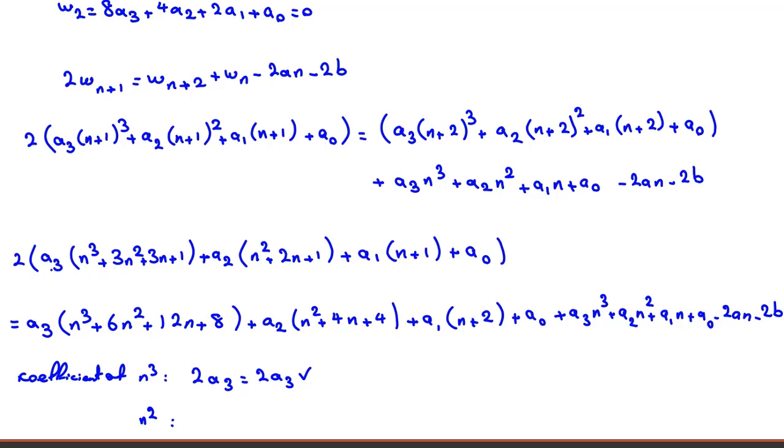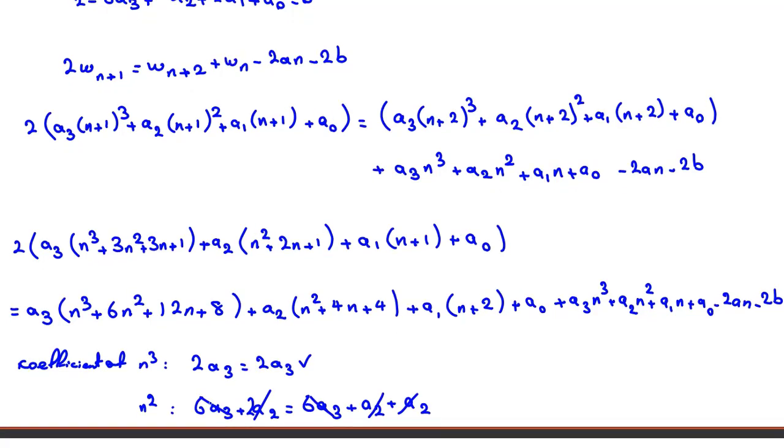Here it will be 6a3 plus a2, plus a2 here again. So it will be 6a3. Let's consider a2. Sorry, a2, we have 2 also here. So 2a2, a2, a2, 6a3, 6a3.